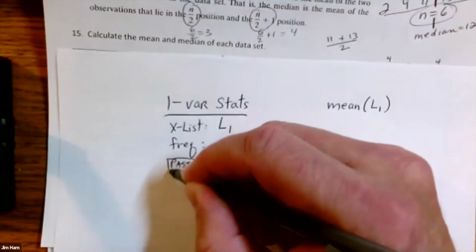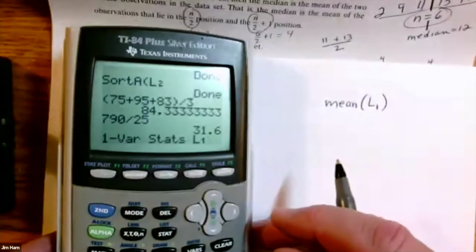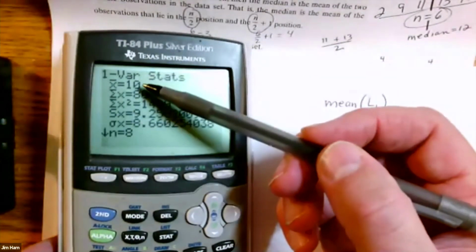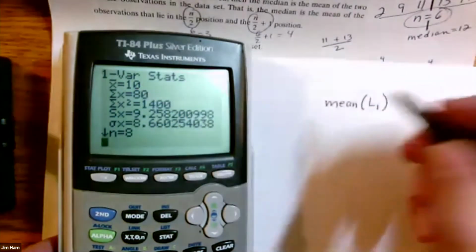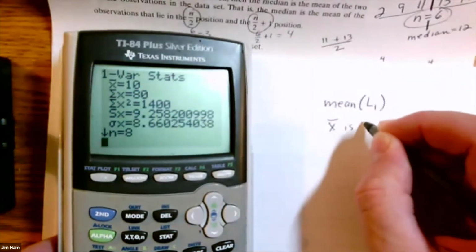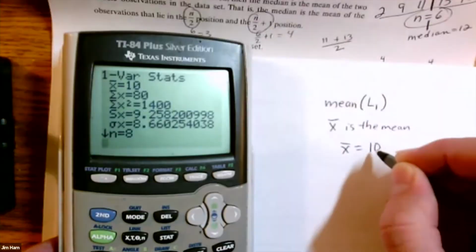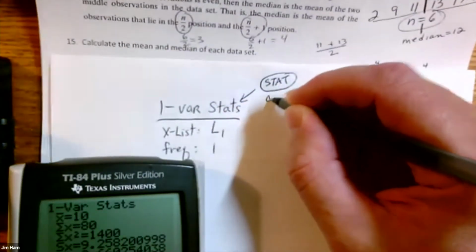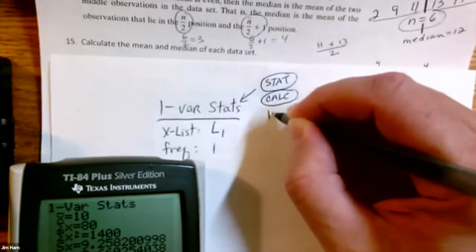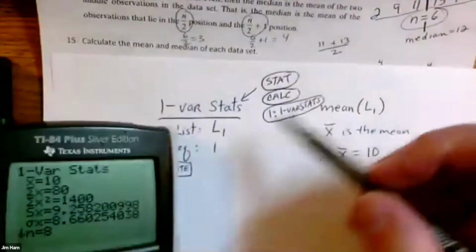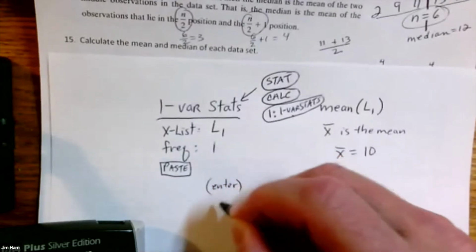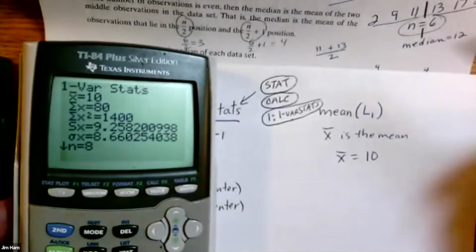And then you're going to want to paste the formula onto the home screen. And when you do, it's going to look like this. And when you hit enter, you're going to focus in on X bar. So X bar is the mean, and X bar is equal to 10. All right, so that command is in the stat menu, and then you go to the calc menu, and then it's option number 1. So if you go through those 3, and then you fill in this menu, and you may have to hit enter a couple of times, this is what the output screen looks like.